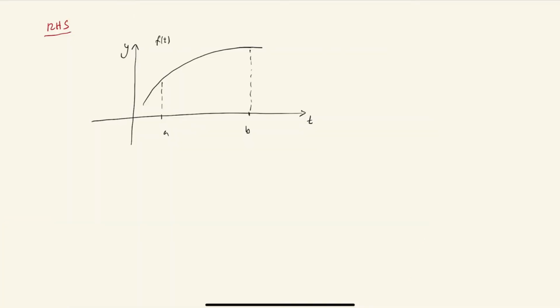Now, for the right-hand sum, we're going to start drawing our rectangles from the right side. So we go from the t-axis until we hit the curve of t, and then go to the left, and then repeat that until we hit the curve, going to the right, to the left.